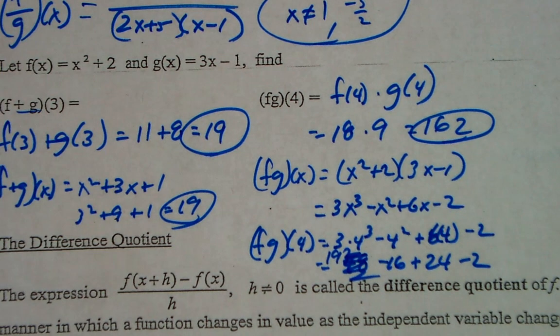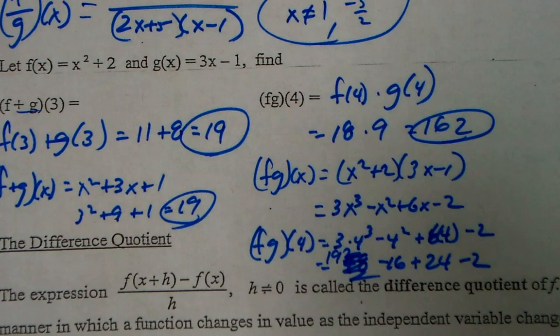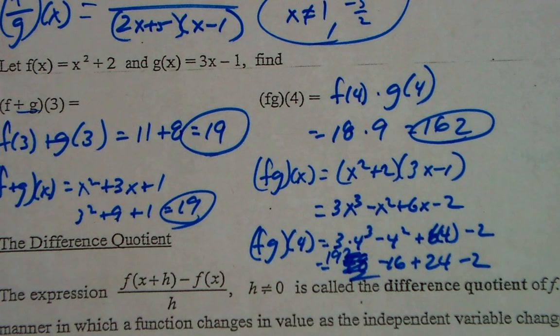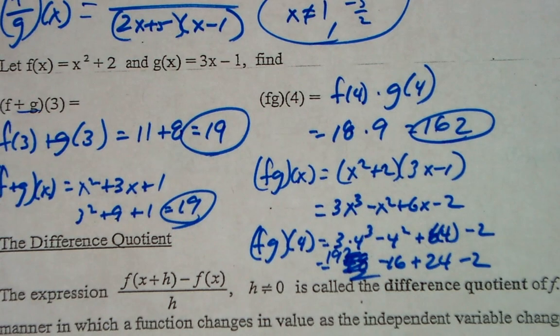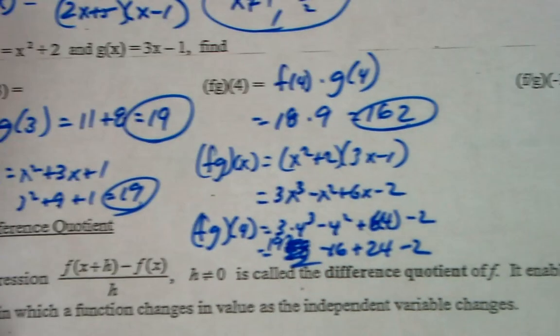Anybody got it yet? What do you get? 198? I did it two ways and I got different answers either way. So I made a mistake on one of them, obviously. Let's see if I can figure out what it is.